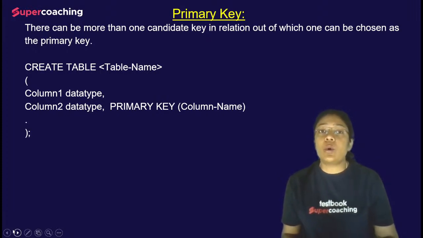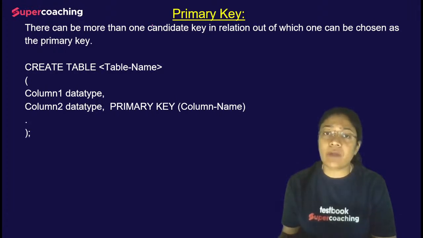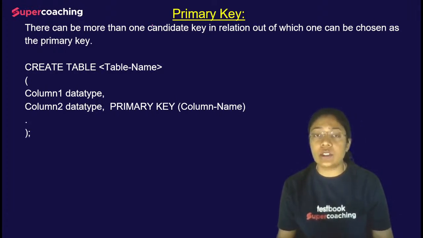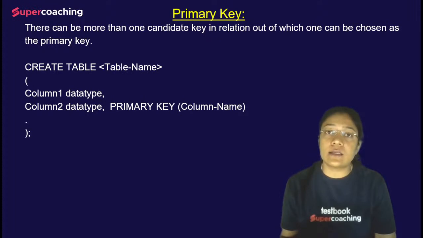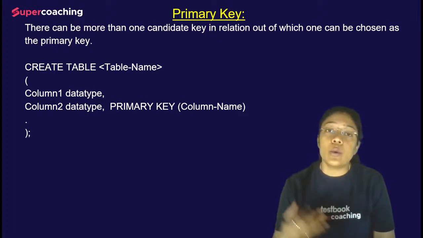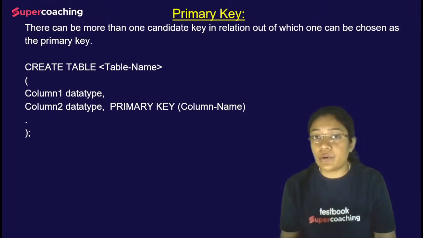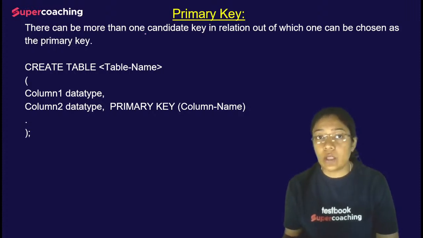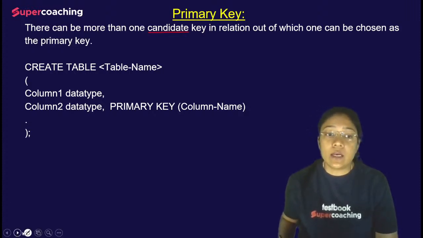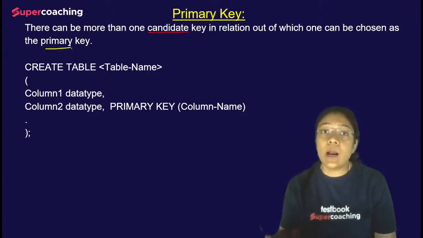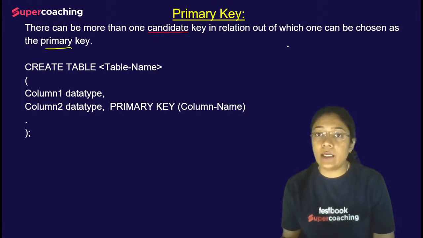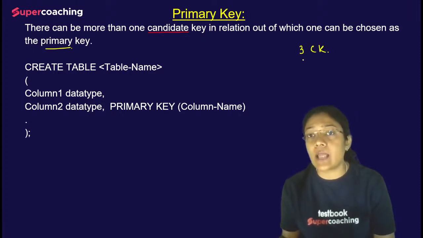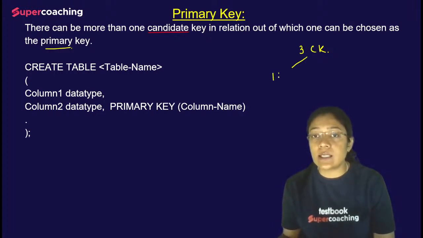So there can be more than one candidate key. N number of candidate keys are possible in a relation. The only thing is a candidate key is the minimum number of attributes which determine all the attributes of a relation. So there can be more than one candidate key in a relation, but only one primary key. Let us assume that we had three candidate keys. Out of these three candidate keys, one key is selected as primary key.